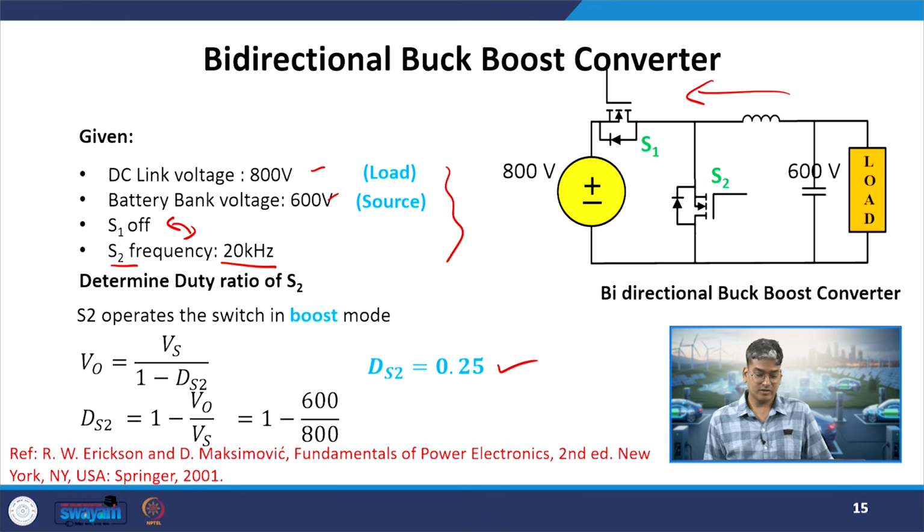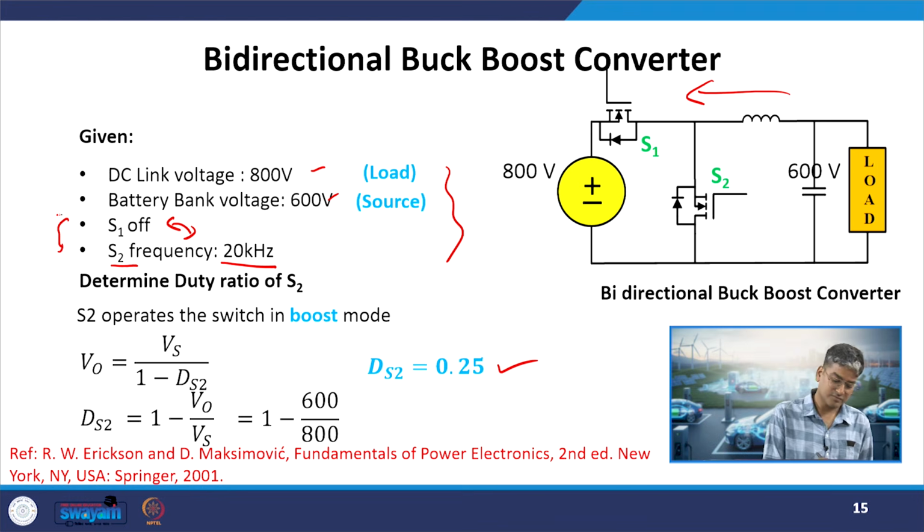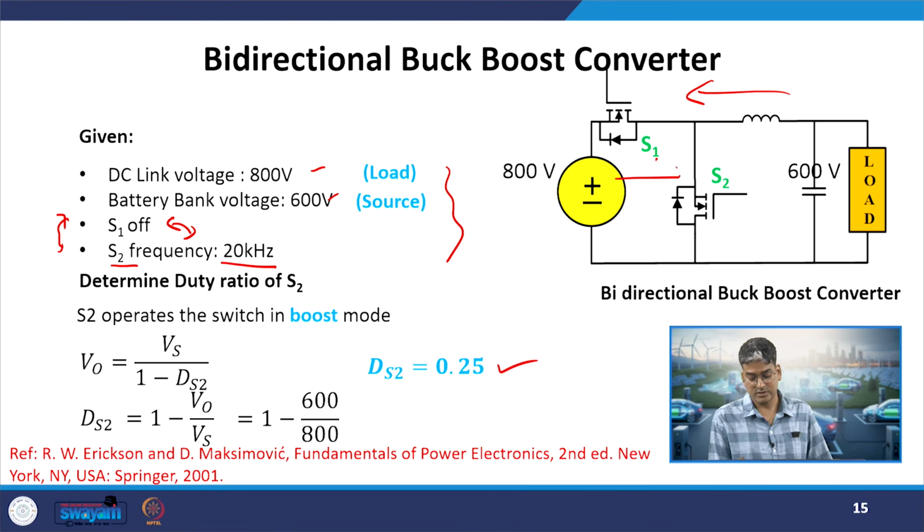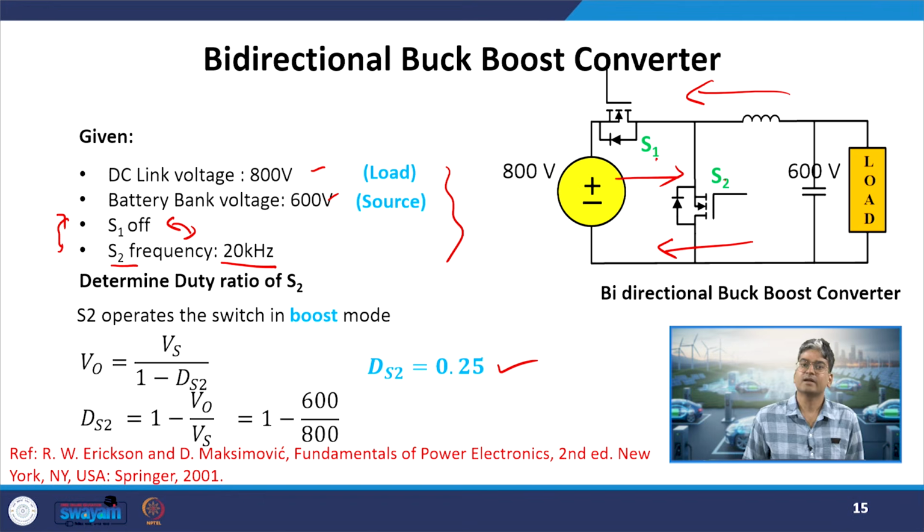Based on my requirement, whether I want the power to flow from the source to the load or from the load to the source, I will give the pulses accordingly to my switches. If I give the pulse to switch 1, I have observed that the power flows in this direction. When I give the pulse to S2, it flows in this direction. Generally this type of bidirectional feature is required when I want to control the power in both directions, that is, I can charge and discharge the circuit.